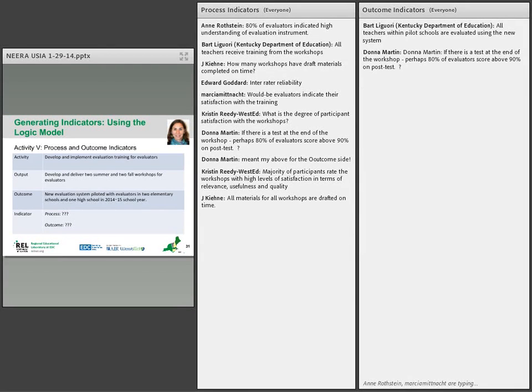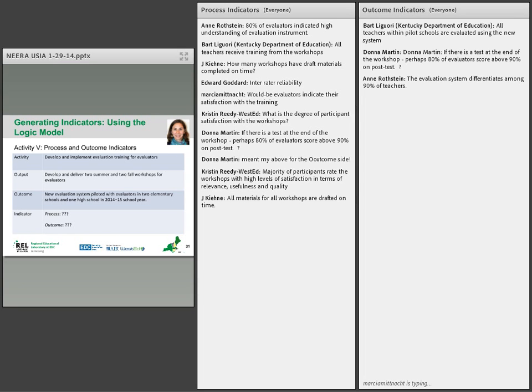in that year. And Donna has, if there's a test at the end of the workshop, okay, we've got that again. So it could be an outcome indicator, again, this is not a perfect science. So sometimes process indicators could also be outcome indicators, and Donna is seeing that in that matching.